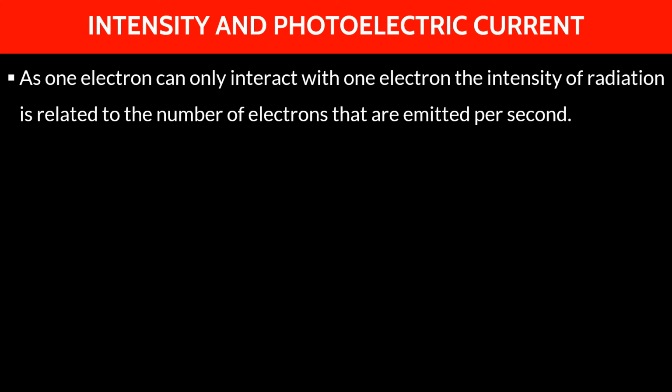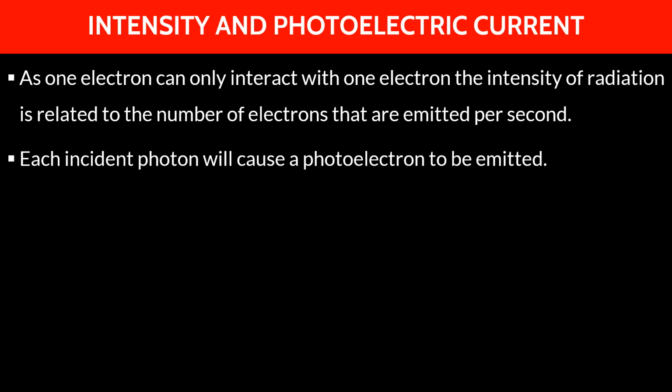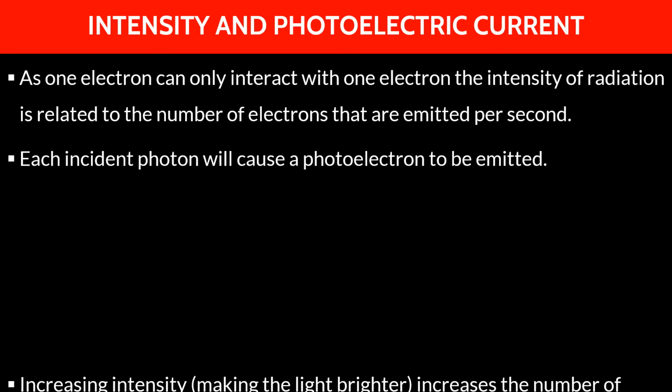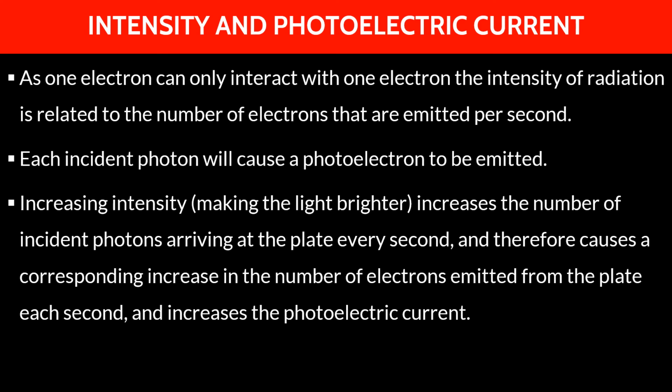However, if you increase the intensity, you will increase the photoelectric current. Because each photon causes an electron to be emitted, if I have more photons per second, I get more electrons per second, which corresponds to an increase in current.